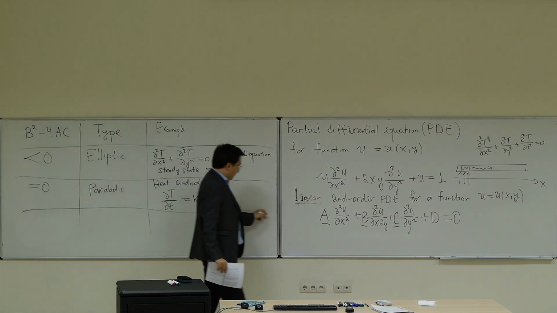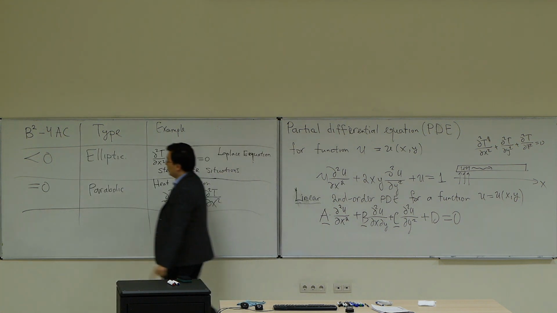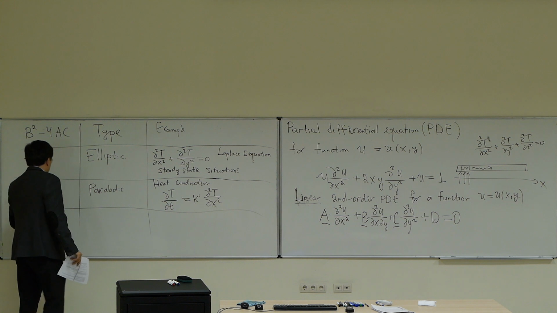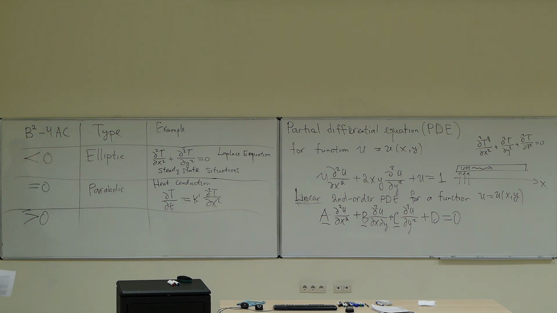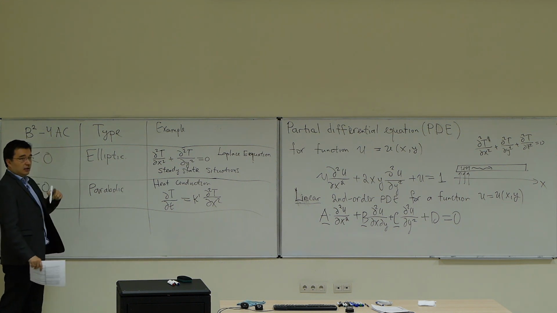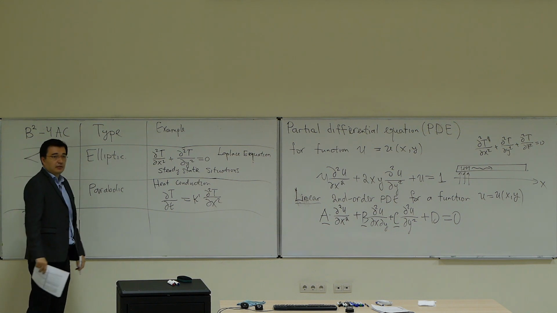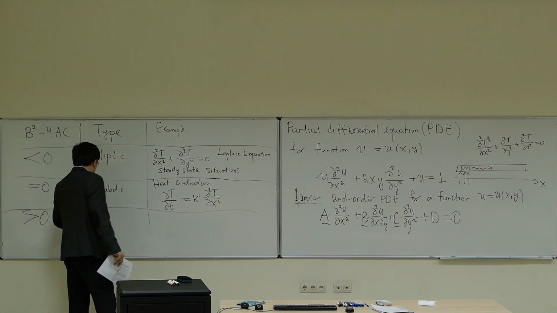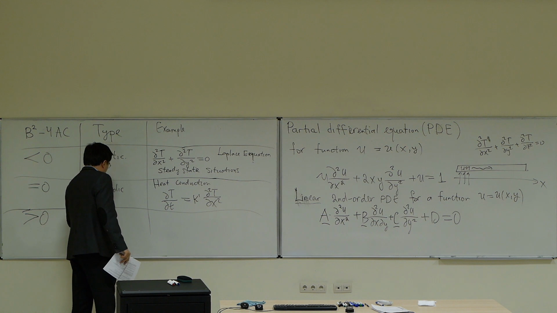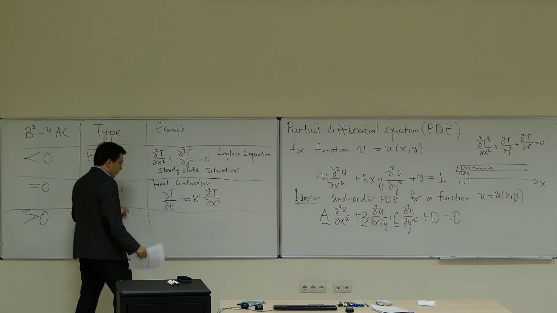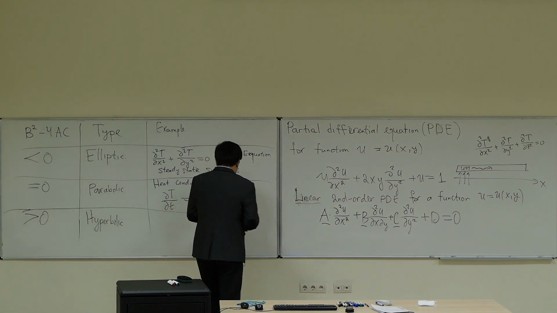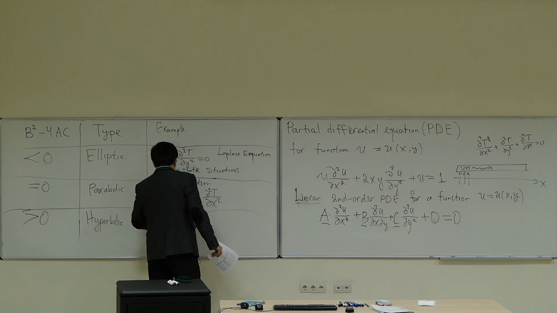All right, final piece. What if b squared minus 4ac is larger than 0? Can anyone guess what is the name for this case? Hyperbolic equations. Hyperbolic equations describe wave phenomena.